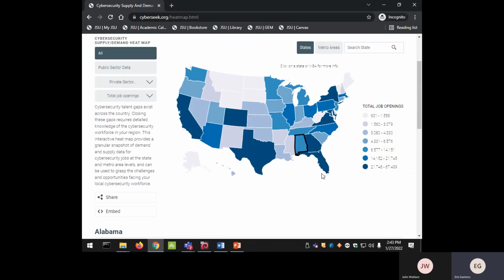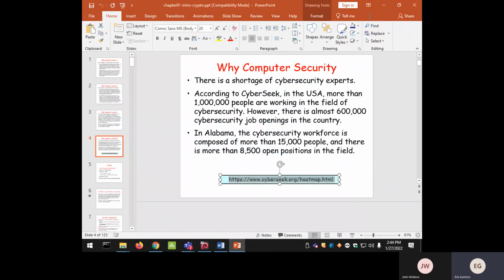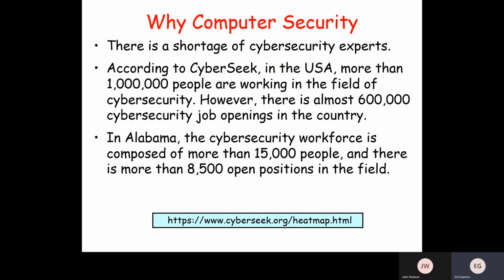As you can see, the hot states will be Florida, Georgia, Texas, California, Colorado, Virginia, New York here. Those are the states that really require more attention and are looking for cybersecurity specialists. So as you can see, the market is huge. It's very huge, and we do need people in this area.